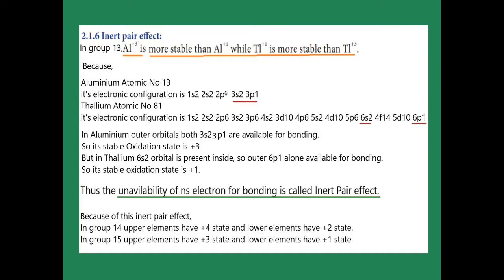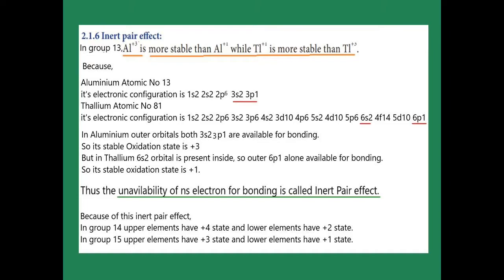Now thallium, atomic number 81. 81 means 81 electrons are present, so the electronic configuration I have written there: 1s2, 2s2, 2p6, 3s2, 3p6, 4s2, 3d10, 4p6, 5s2, 4d10, 5p6, 6s2, 4f14, 5d10, 6p1.